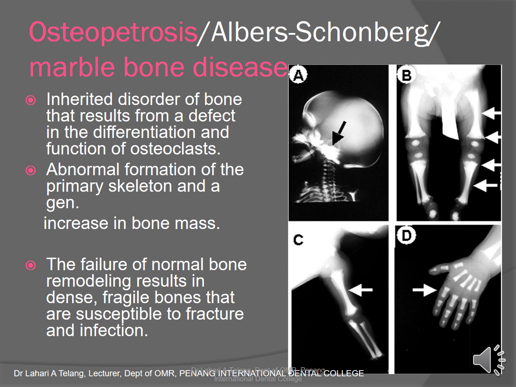Osteopetrosis is Albers-Schonberg syndrome, also called marble bone disease. It is a rare inherited disorder of the bone that results from defect in the differentiation and function of the osteoclasts. Abnormal formation of the primary skeleton and a generalized increase in bone mass occurs. So that's why you could see in these images, the radiograph looks very, very radio-opaque. The failure of normal bone remodeling results in dense but yet fragile bones that are susceptible to fracture and infection. That's why this dense appearance of the bone on radiograph gives it the name of marble bone disease.